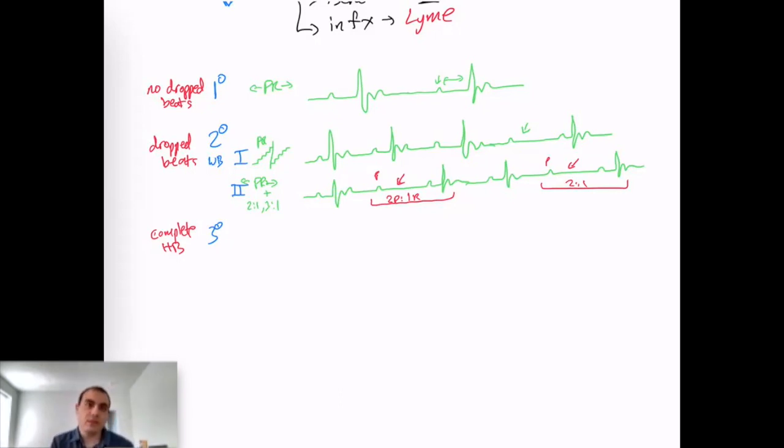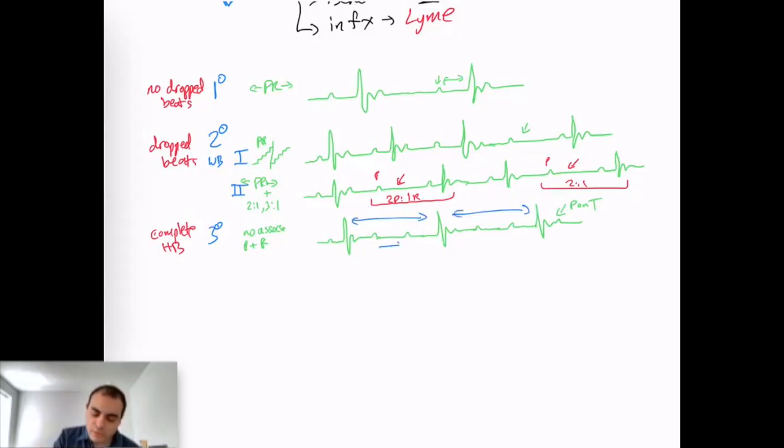And then finally, complete heart block. Complete heart block is just, there's essentially no association between P and R. So you've got the P marching, and then you got a QRS, then P, then maybe another P, then QRS. And the thing that you need to know here is that there's a phenomenon called P on T, where the P comes on the T wave. But essentially the R wave is marching by itself, and the P wave is marching by itself.